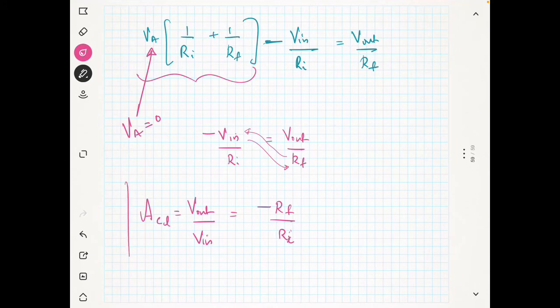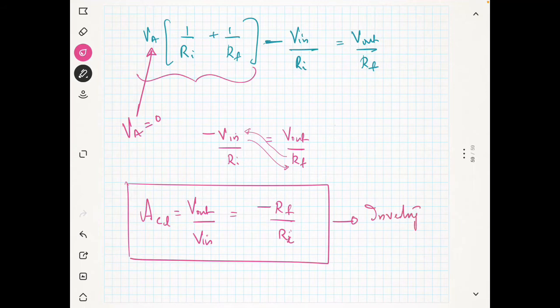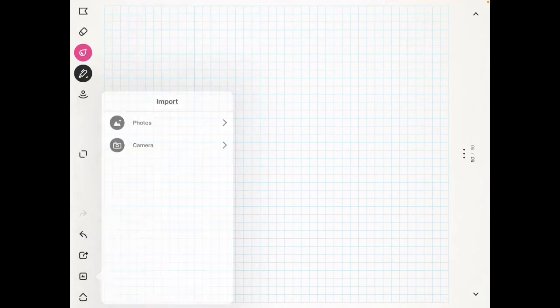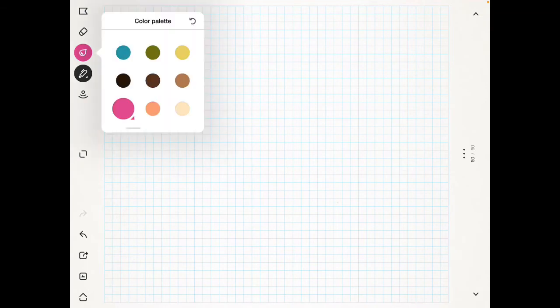So you see here, this is the gain of the op amp for the inverting amplifier. For the inverting amplifier, this is the gain. So we will see a problem now. We will see an example.